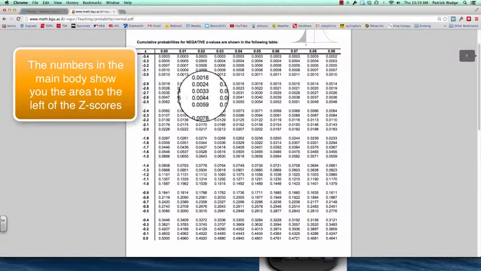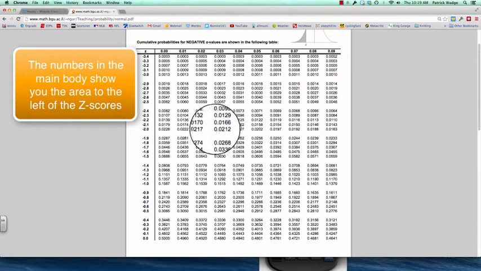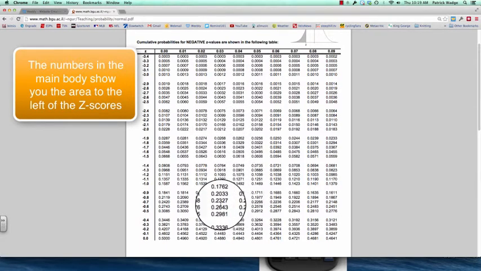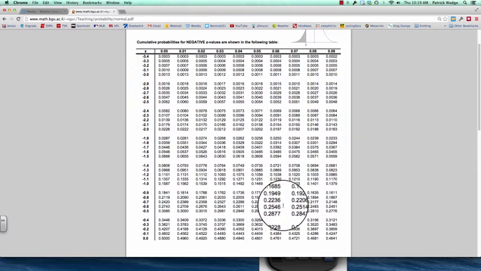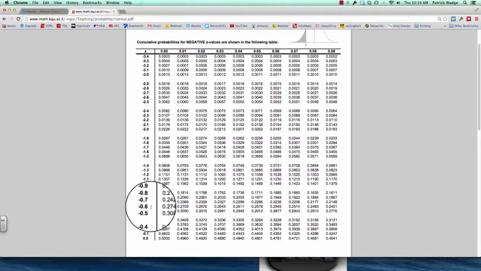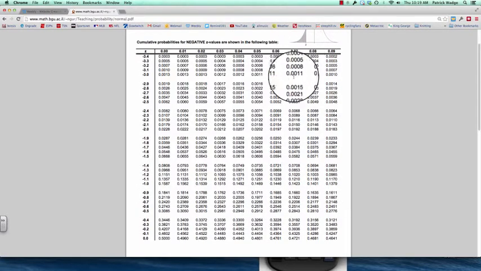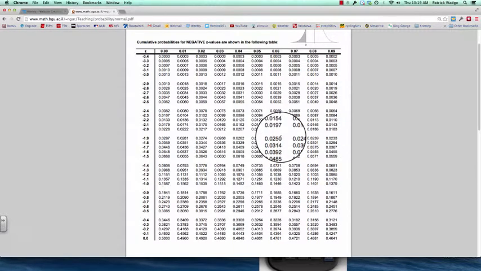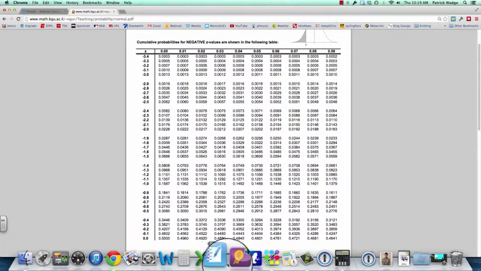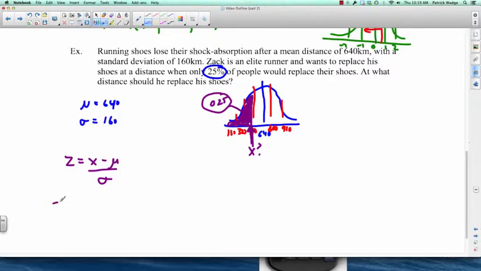So if I look in the main body for 0.25, it says 0.02, I want 0.2. And I see 0.25 is very close to these ones right here. It's in between these two. So let's pick the one it's closest to, and that'd be this one. So that'd be negative 0.67. That is my z-score, negative 0.67. So I can write that in. Negative 0.67 equals x minus mu, which is 640, over the standard deviation, which is 160.